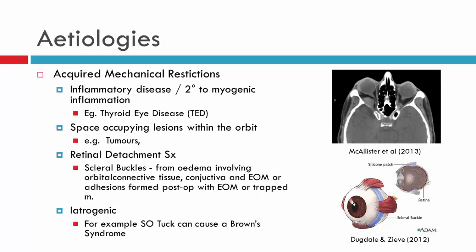Another reason we could have a mechanically restricted eye is iatrogenic. So you may recall in talking about superior oblique palsies, we talked about the fact that if a superior oblique tuck is performed, this can cause a limited eye movement in the opposite direction, so in elevation and adduction. This is iatrogenic, where you're creating a limited eye movement due to surgical intervention.